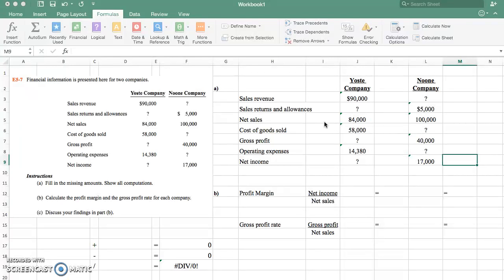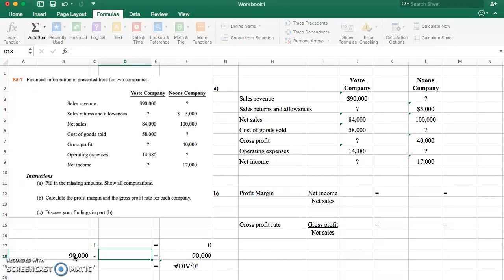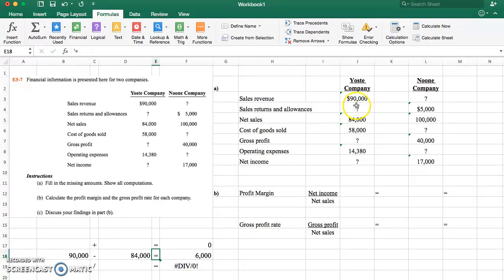To calculate net sales, we take our total sales revenue, less any sales returns and allowances, and also sales discounts, although we are not working with any discounts today. So for Yost Company, we've been given sales revenue of $90,000, and we've been given net sales of $84,000. So we'll subtract that from the sales revenue, which gives us $6,000 in returns and allowances.